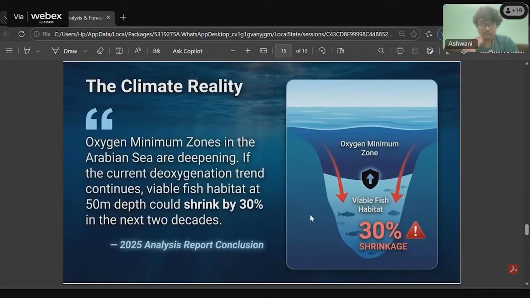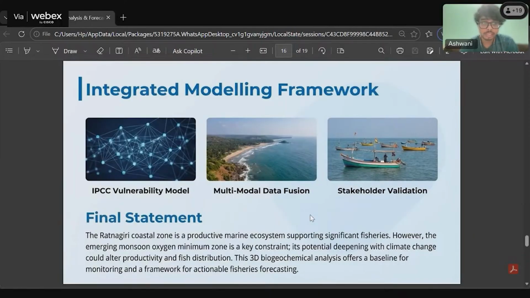There is also a report which shows that these oxygen minimum zones are currently increasing, and they're pushing the habitat of fishes down in the water by around 30% every year. It will be so in the next 2 decades. So, with all these things, with the current modeling framework, we are using the IPCC vulnerability model to assess all the future risks that are going to be in this field.